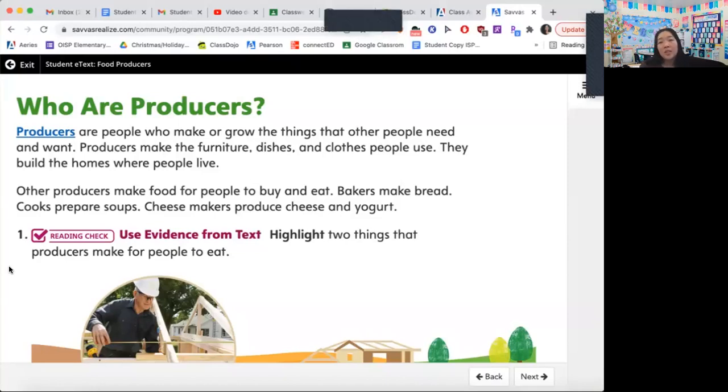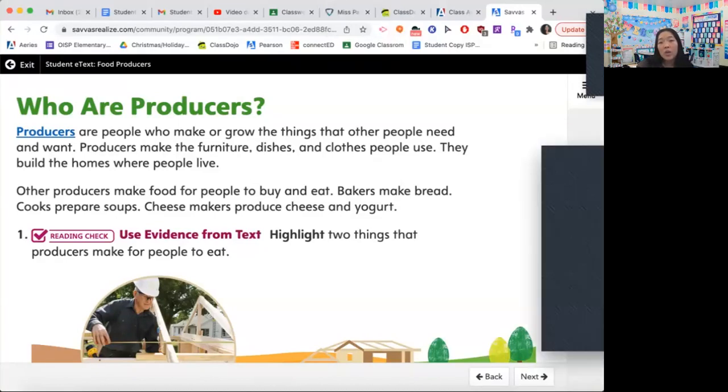So what are some things that people eat? Type it in the chat. Two things that producers make for people to eat. What are some things here that people eat? Type it in the chat. I'll give you a hint. It's in the second paragraph.